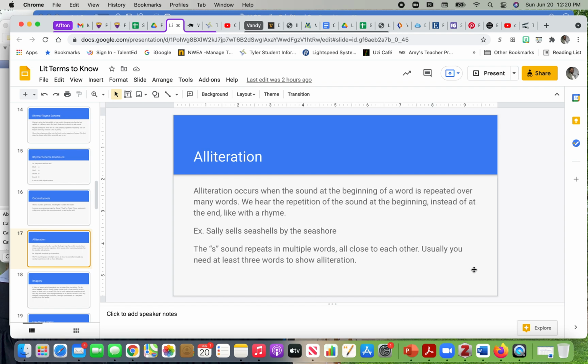And alliteration can be just two sounds kind of paired together. I always like to think that it should be more than that. It's kind of easy to accidentally be alliterative. It's harder to really do it on purpose. So Sally sells, that's alliteration. But Sally sells seashells by the seashore. Now you're definitely being alliterative. There's no way that you're faking that.